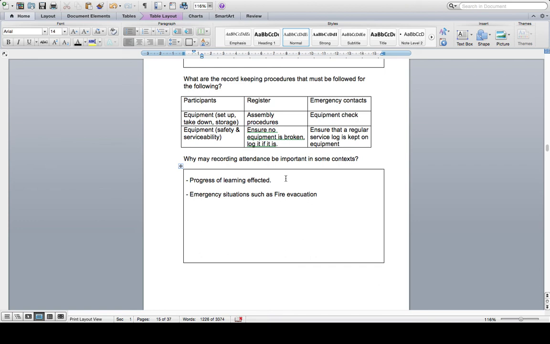And then you've got another instance where, let's say you're doing a swimming session or a gym session and the fire alarm goes off and everyone goes outside to their muster point.